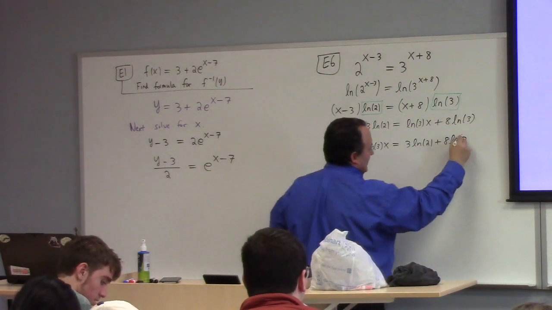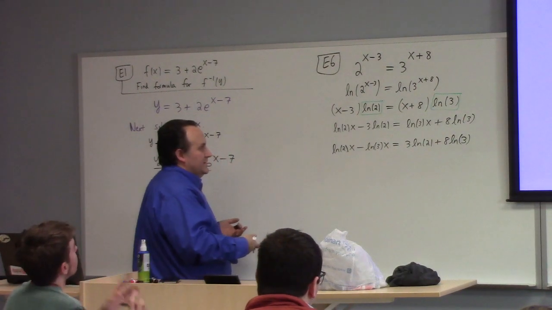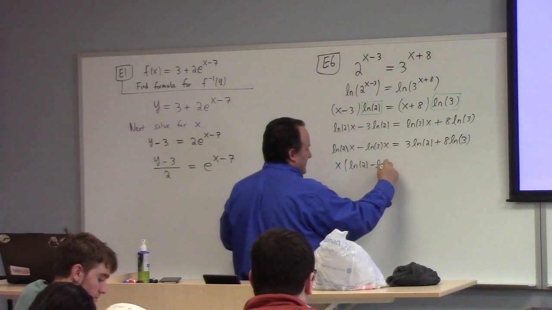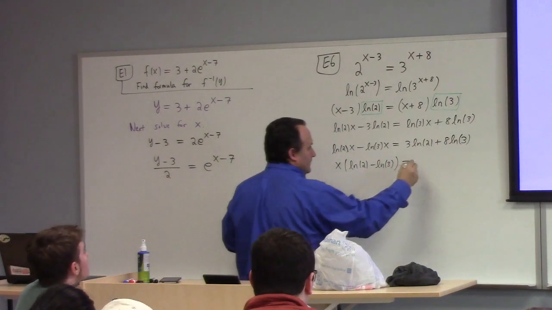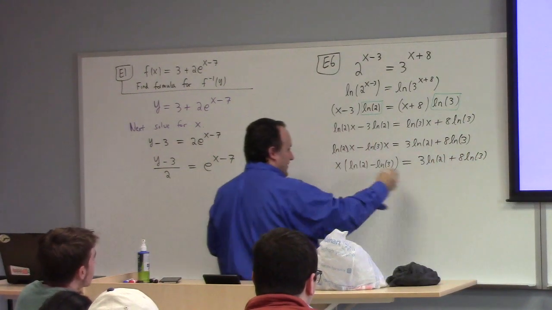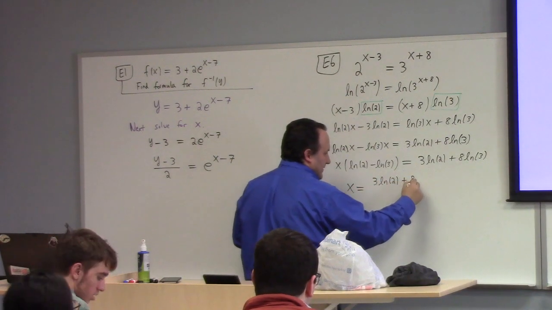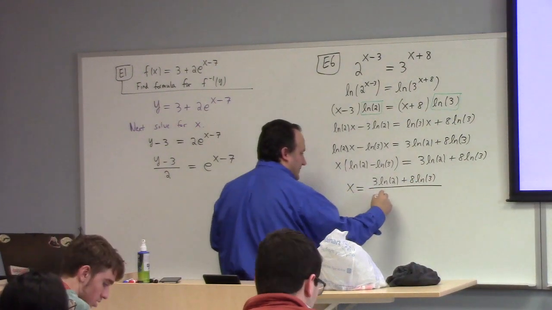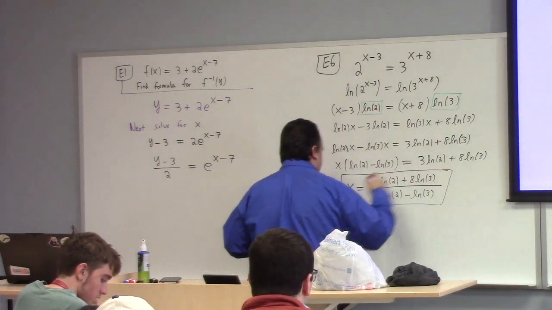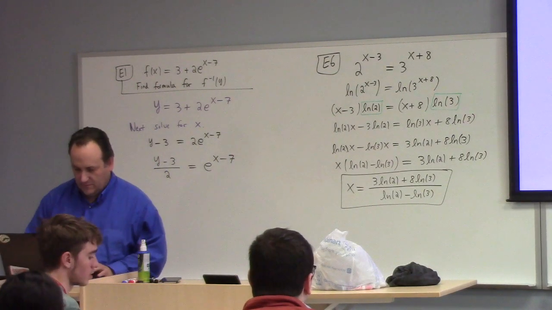The parentheses are optional here. I just tend to write them. Anyway, so factor the x out, right? Factor the x out. And then what? Divide, right? So the answer is 3 log 2 plus 8 log 3 divided by log 2 minus log 3. We did one like this the other day, but it never hurts to do another one, so there it is.